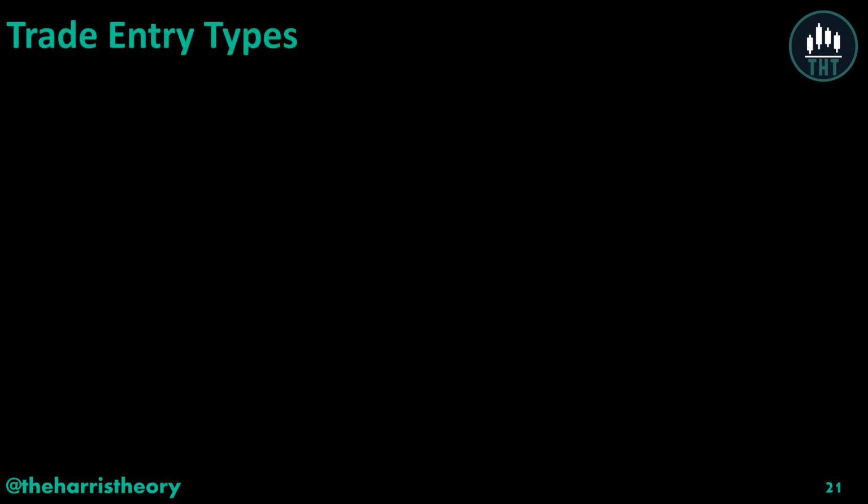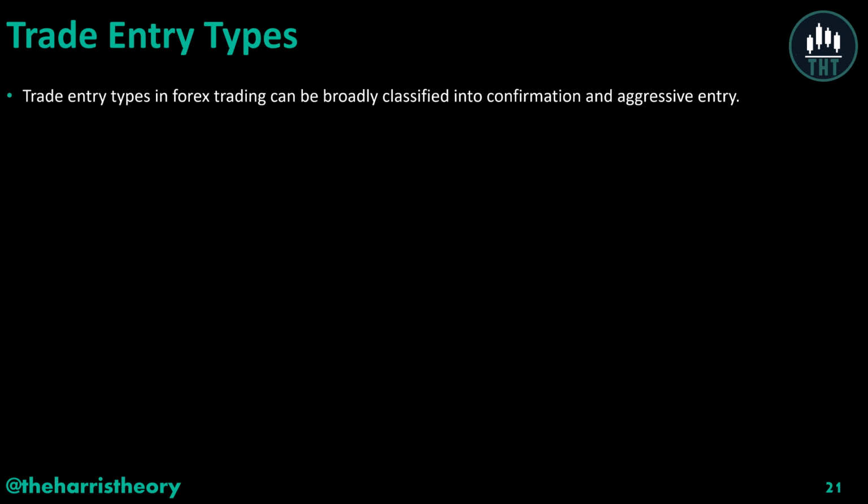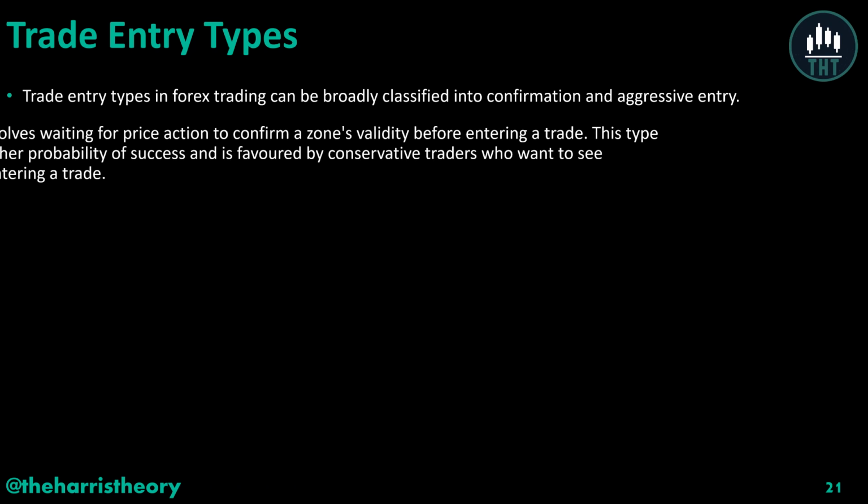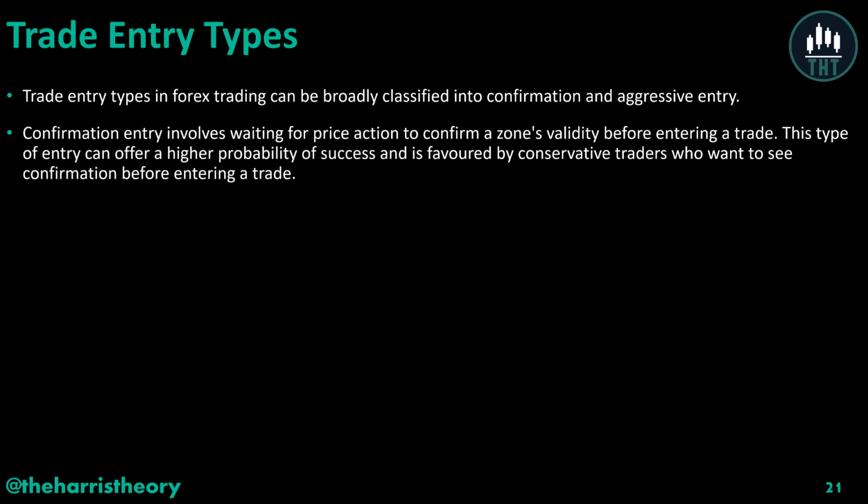Trade entry types. Trade entry types in Forex trading can be broadly classified into confirmation and aggressive entry. Confirmation entry involves waiting for a price action to confirm a zone's validity before entering a trade. This type of entry can offer a higher probability of success and is favored by conservative traders who want to see confirmation before entering a trade.